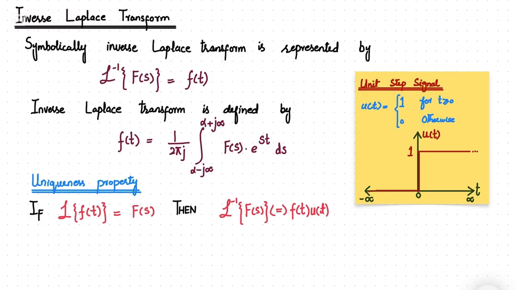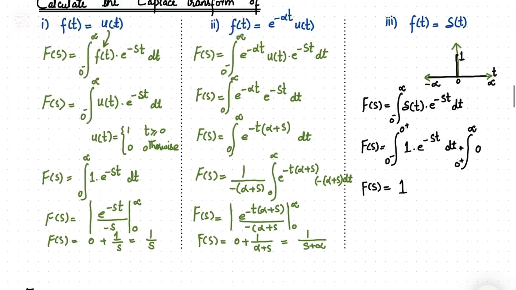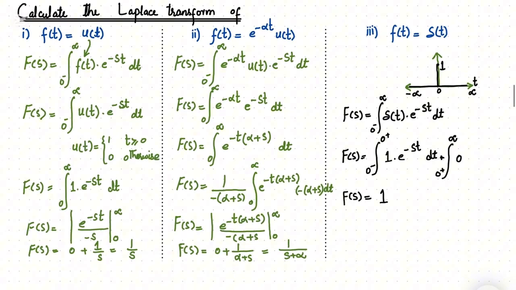So whenever we need to calculate the inverse Laplace transform of 1 over s, we'll directly rely on our knowledge, and we will say that the inverse Laplace of 1 over s would be the unit step function. Secondly, we calculated the Laplace transform of e raised to power minus alpha t into u of t, and the Laplace transform was equal to 1 over s plus alpha.